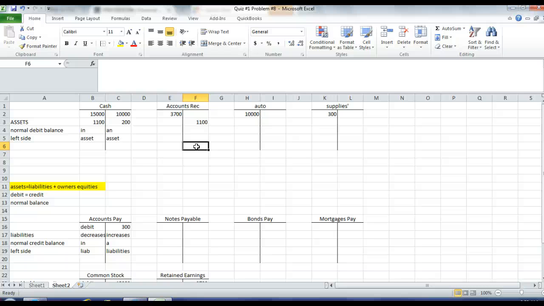In this scenario, both accounts we're dealing with are assets. Cash and accounts receivable are both assets, but our cash is increasing. Our accounts receivable is decreasing since we've received that money in. So our cash will be debited since it's increasing, and it's a normal debit balance for assets. And our accounts receivable is decreasing, so we'll be crediting that, since it's got a normal debit balance.